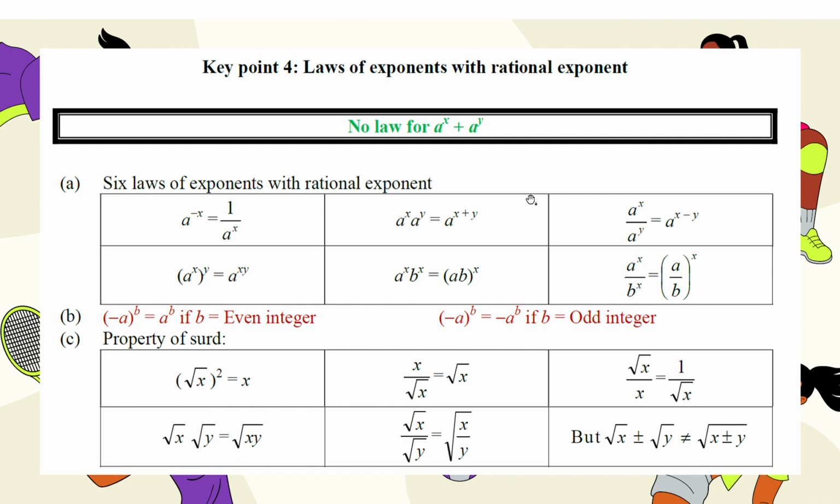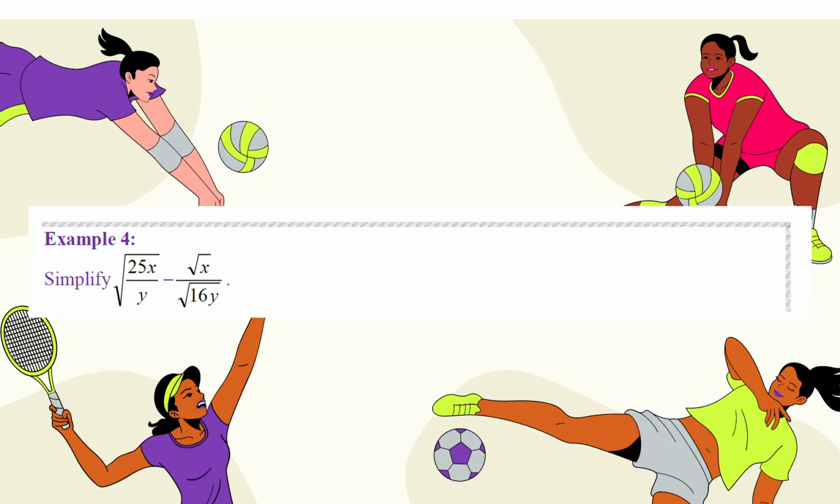So for these rules, you just work on the examples and practice more, okay, and then you get used to it quickly. Also remember the law: no law for a to the x plus a to the y, plus or minus two exponents. No rules again. Okay, try to work on it. Simplify this one. Pause the video and work on it.